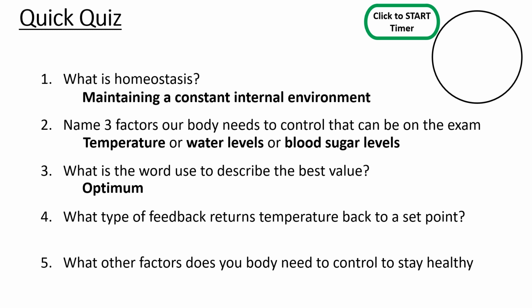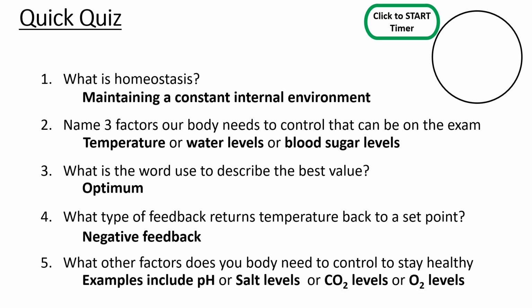The type of feedback that returns temperature, well, that's our negative feedback. And what other factor does your body need to control to stay healthy? Well, there's loads of things. Basically anything found inside your body needs to be maintained: pH, carbon dioxide levels, O2 levels, and there's a whole wealth of different mechanisms involved in keeping those under control.